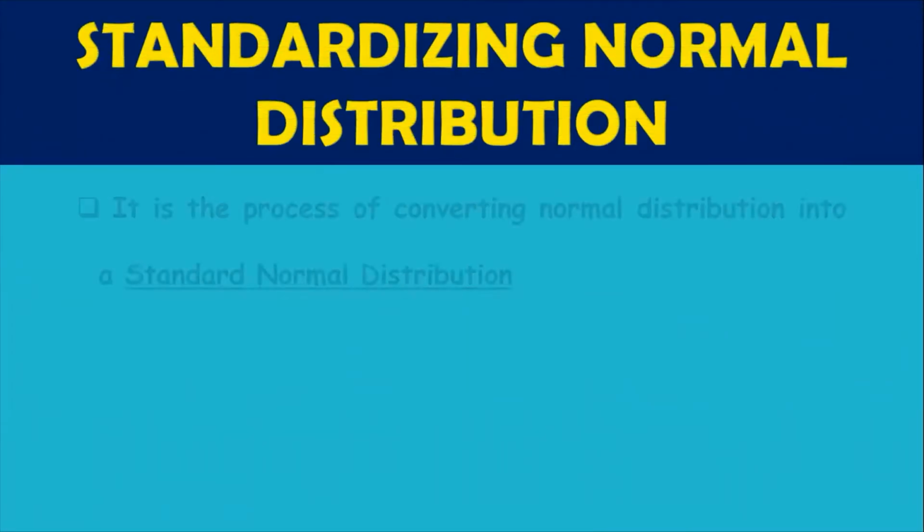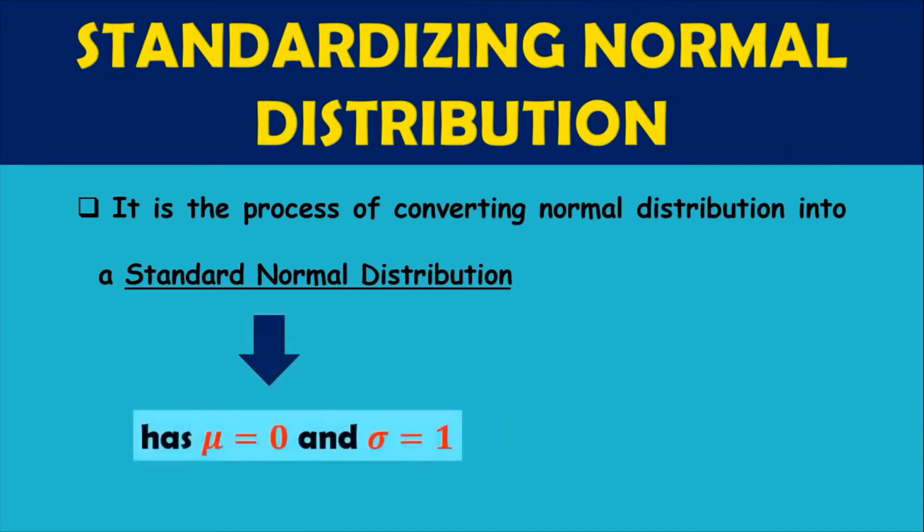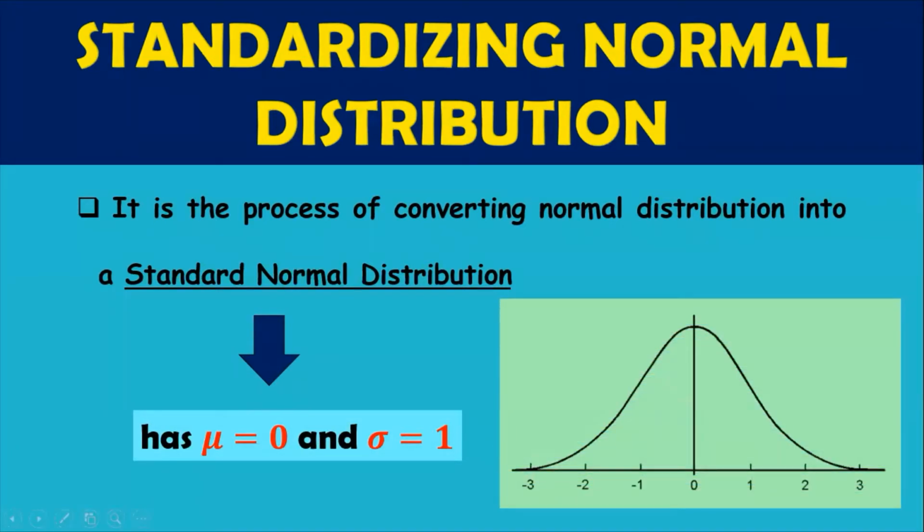Standardizing a normal distribution is the process of converting a normal distribution into a standard normal distribution. Again, when we say standard normal distribution, the mean is always equal to 0 and the standard deviation is always equal to 1. Going back to the previous discussion about the properties of the normal distribution, we discussed the area and the probability under the normal curve.